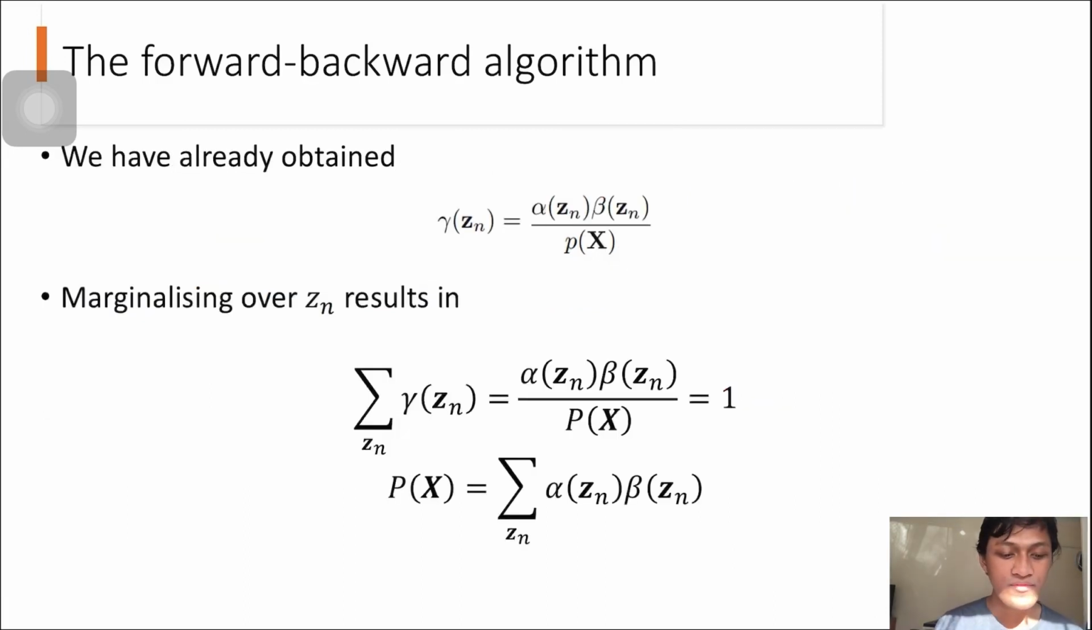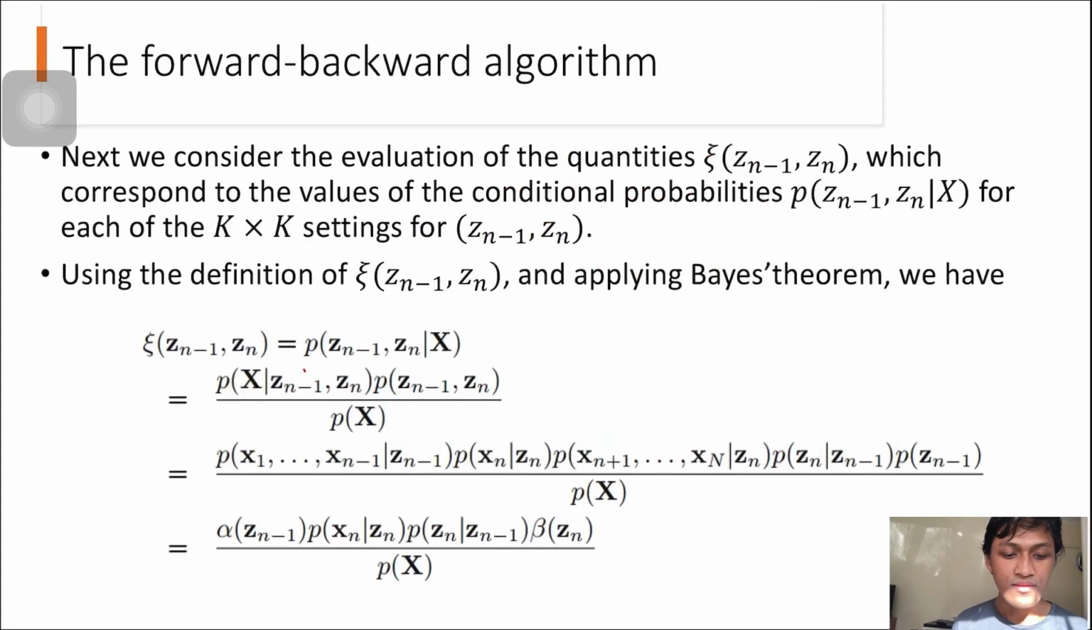From our previous result, the gamma of zn value is equal to alpha zn times beta zn over p x. If we marginalize over zn, it results in this one, because the sum of the conditional probability is equal to 1. From this, we get the probability of x, given by the summation of alpha zn and beta zn.